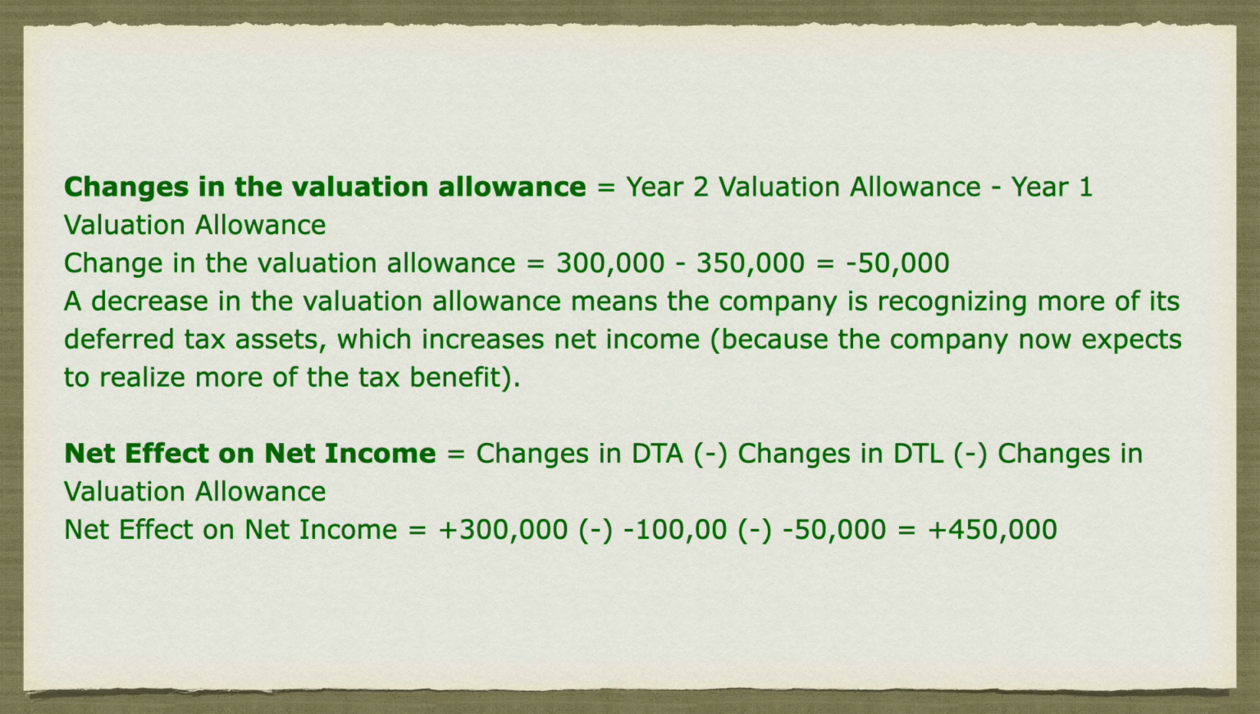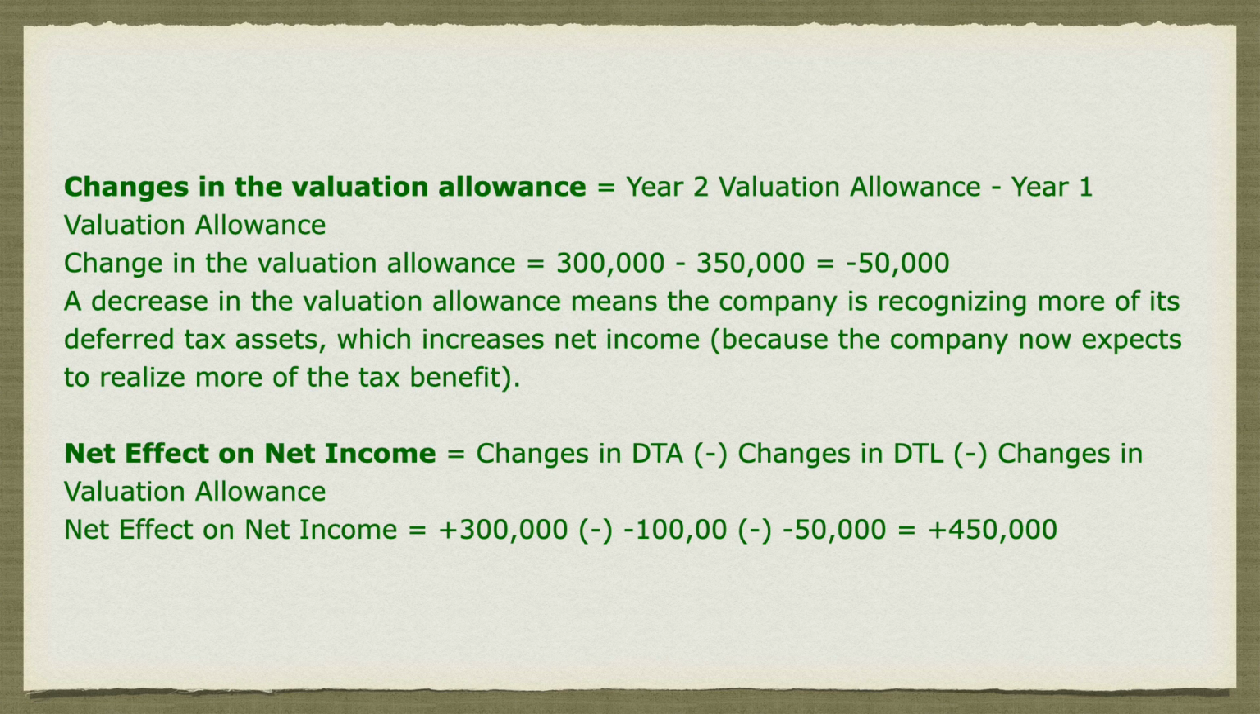Change in the valuation allowance equals year 2 valuation allowance minus year 1 valuation allowance, which is 300,000 minus 350,000, equals negative 50,000. A decrease in the valuation allowance means the company is recognizing more of its deferred tax assets, which increases net income because the company now expects to realize more of the tax benefit.